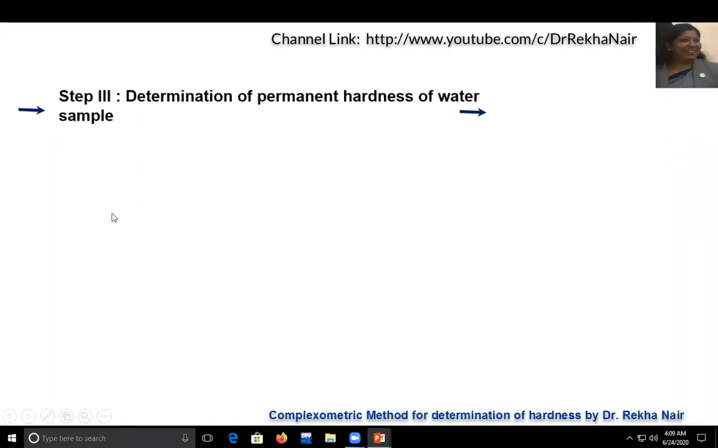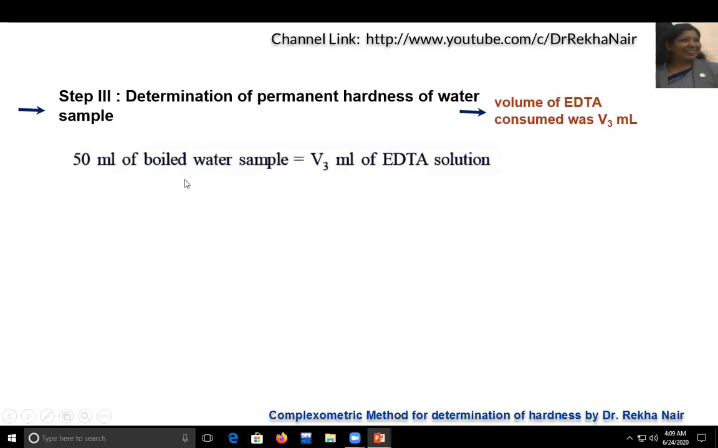For step 3, the third step is the determination of permanent hardness of the water sample. The volume consumed was V3 ml. 50 ml of boiled water sample was taken whose reading was V3 ml, and we know that in 1 ml of EDTA solution we have 50 upon V1 milligram of calcium carbonate, from the first titration. So we can say that it is V3 multiplied by 50 upon V1 milligram of calcium carbonate.